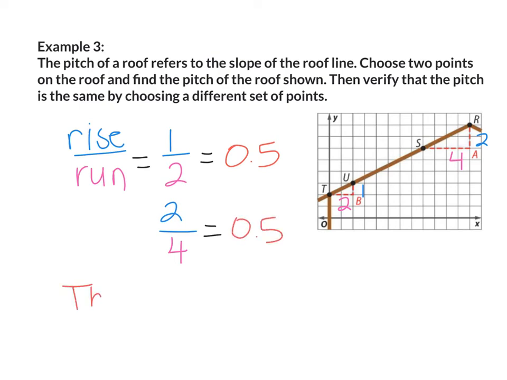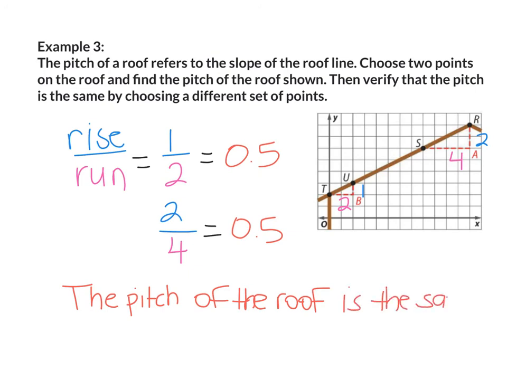So the pitch of the roof is the same at different places. And the reason for that is because we ended up with the same slope.